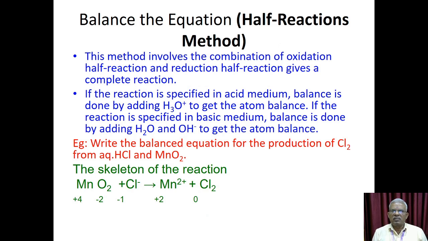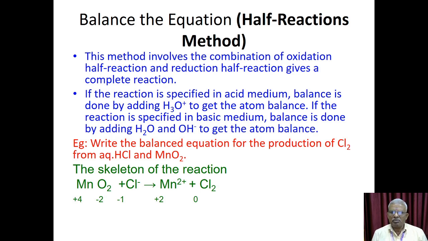Similarly, there is another method known as the half reaction method. In this method, one half is the oxidation half reaction and another one is the reduction half reaction. So this method totally involves the combination of oxidation half reaction and reduction half reaction, in order to get a complete reaction. If the reaction is specified in acid medium, balancing is done by adding hydronium ion like H3O plus to get the atom balance. If the reaction is specified in basic medium, balancing is done by adding H2O and OH minus to get the atom balance.